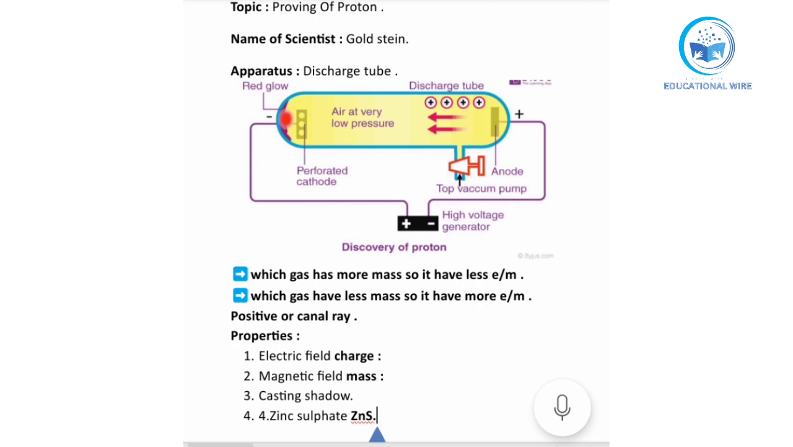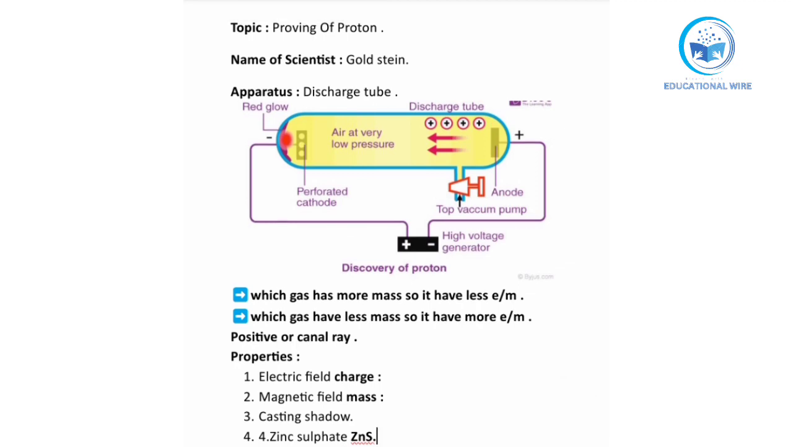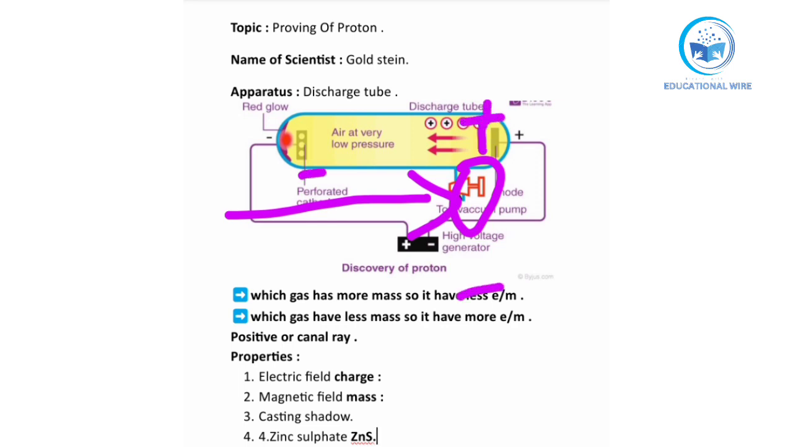Zinc sulfate. Now first of all, talking about the electric field. In an electric field we have charge, but how? Previously, cathode rays have a negative charge, so the negative charge moves to the positive side. Lastly we had this line, cathode rays, and here we have the electric field, with positive and negative signs. So cathode rays have a negative charge, so they move toward the positive side in an electric field.